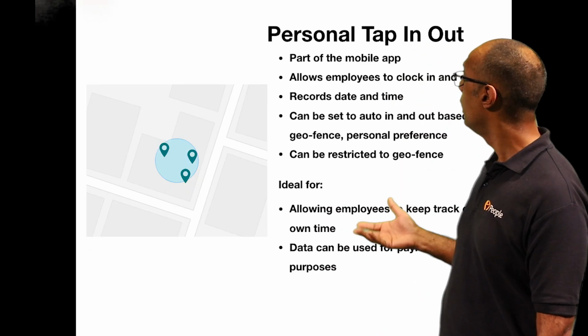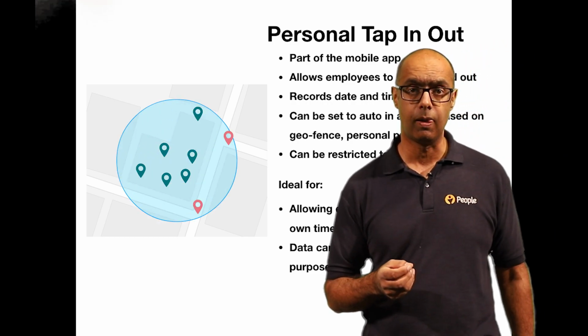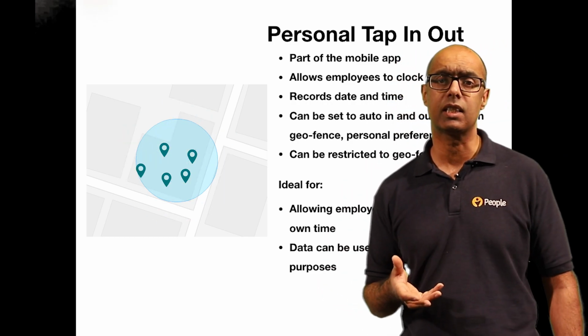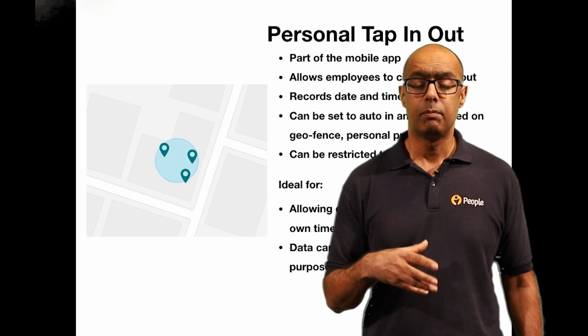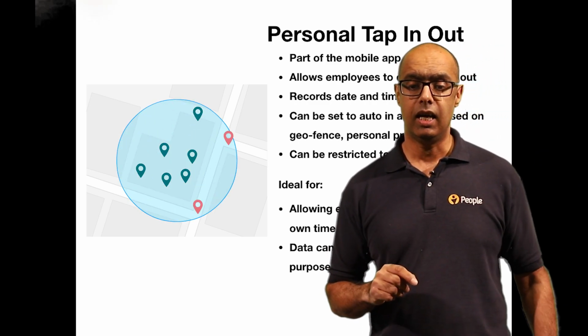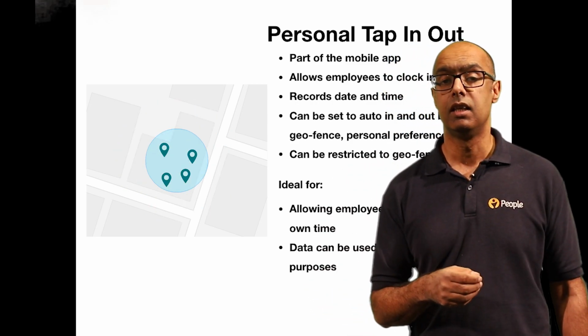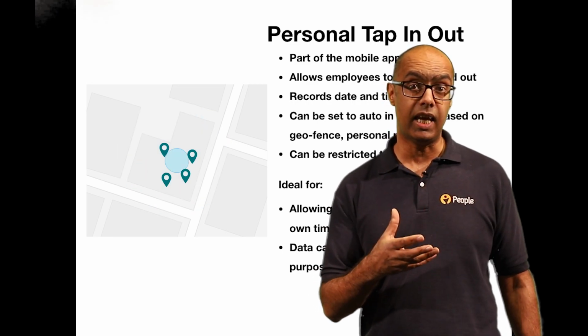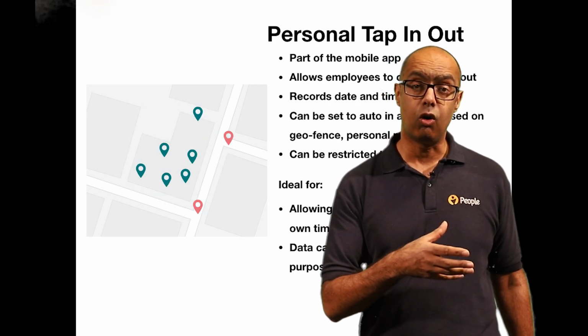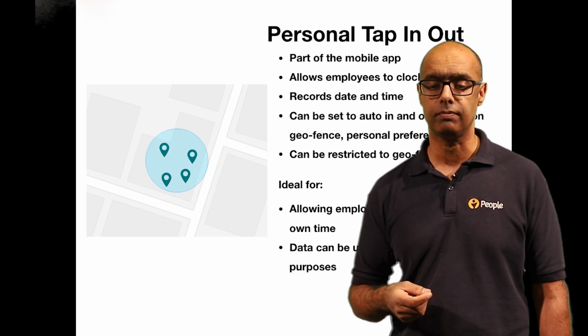The next option is personal tap in and tap out. Again, this has always been in the mobile application, but we made a slight change, which I'll explain here. Personal tap in and tap out is available to employees from their mobile app, and what it allows them to do is click on the tap in or the tap out button, and it will record the date, the time, and of course the location as well, and it uses the phone's coordinates to record the location.